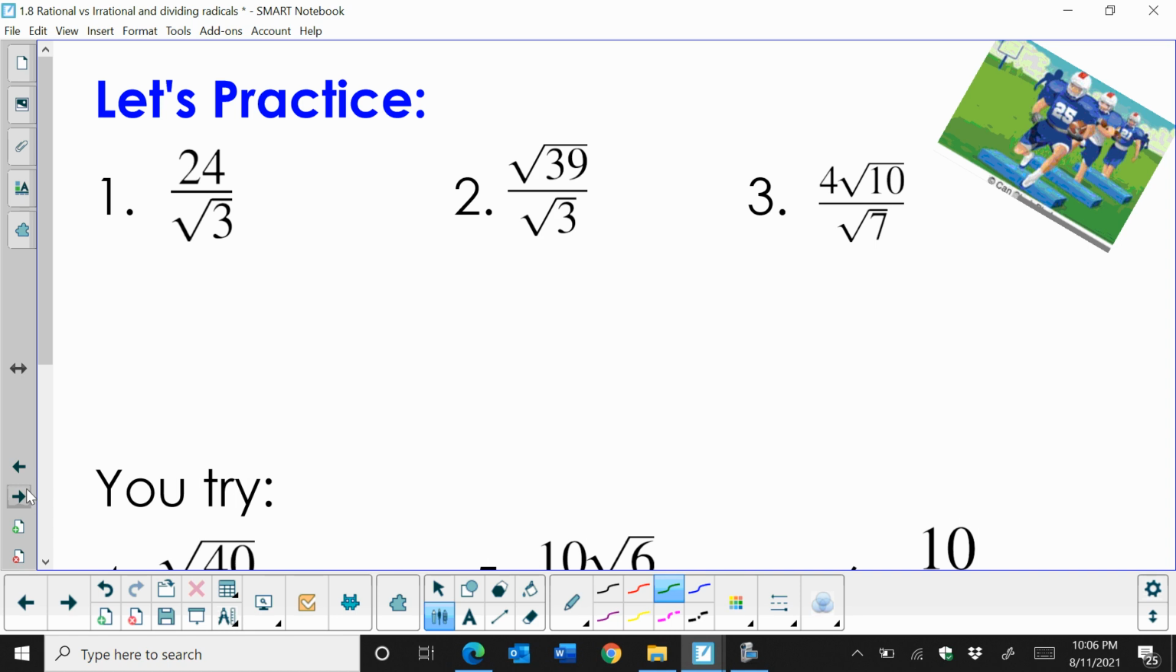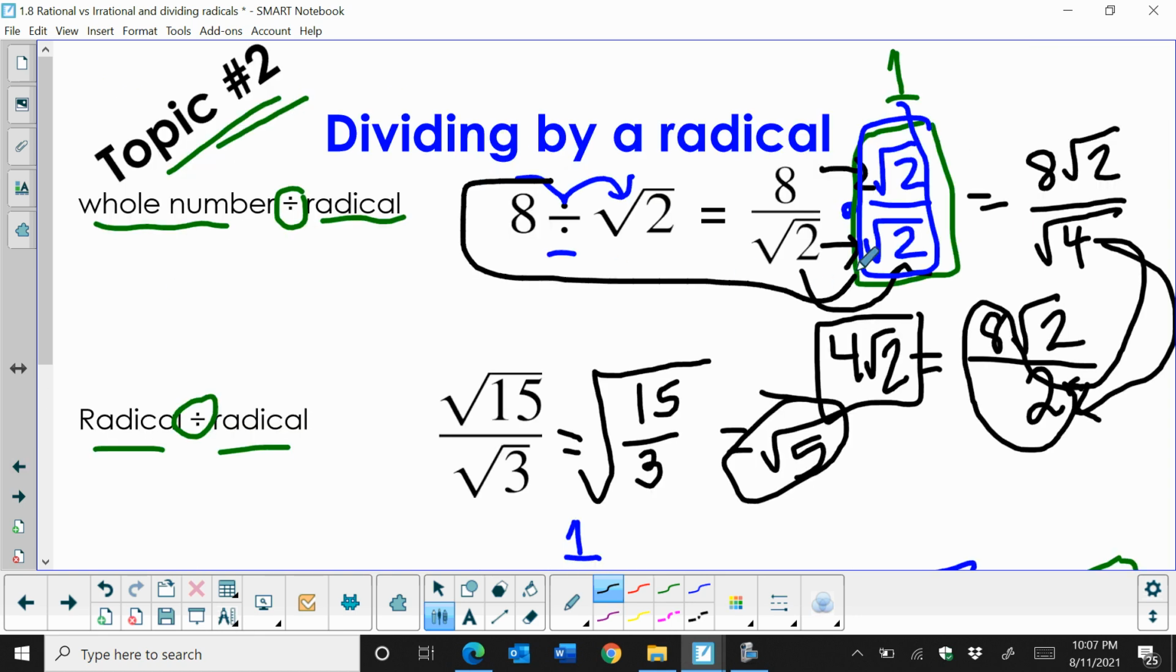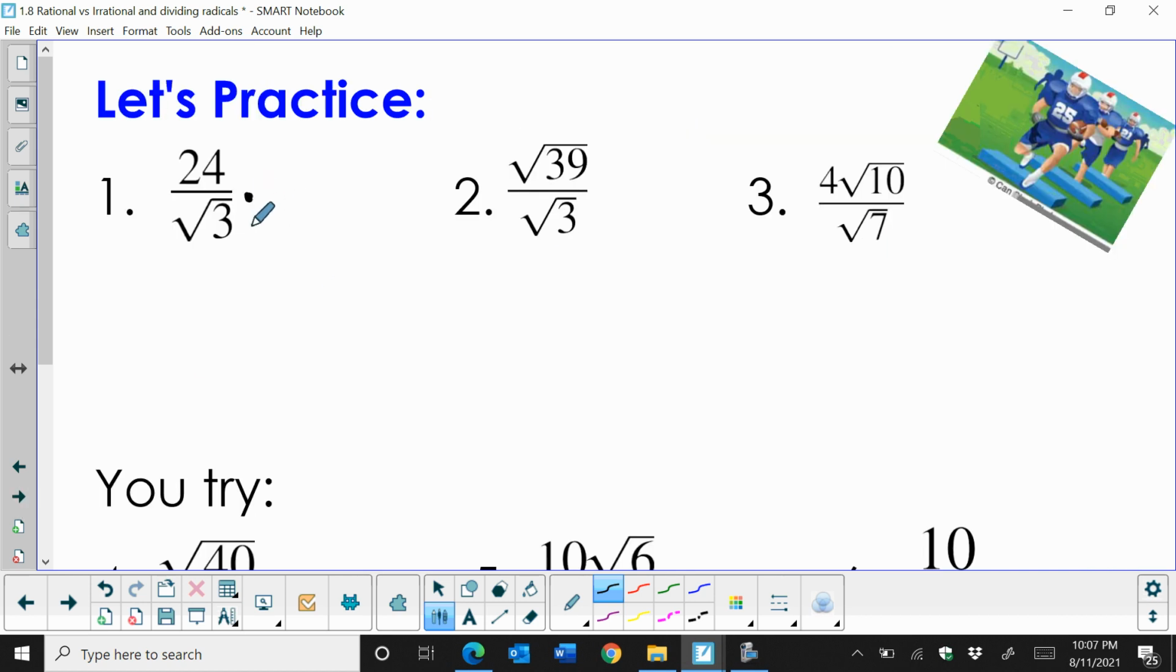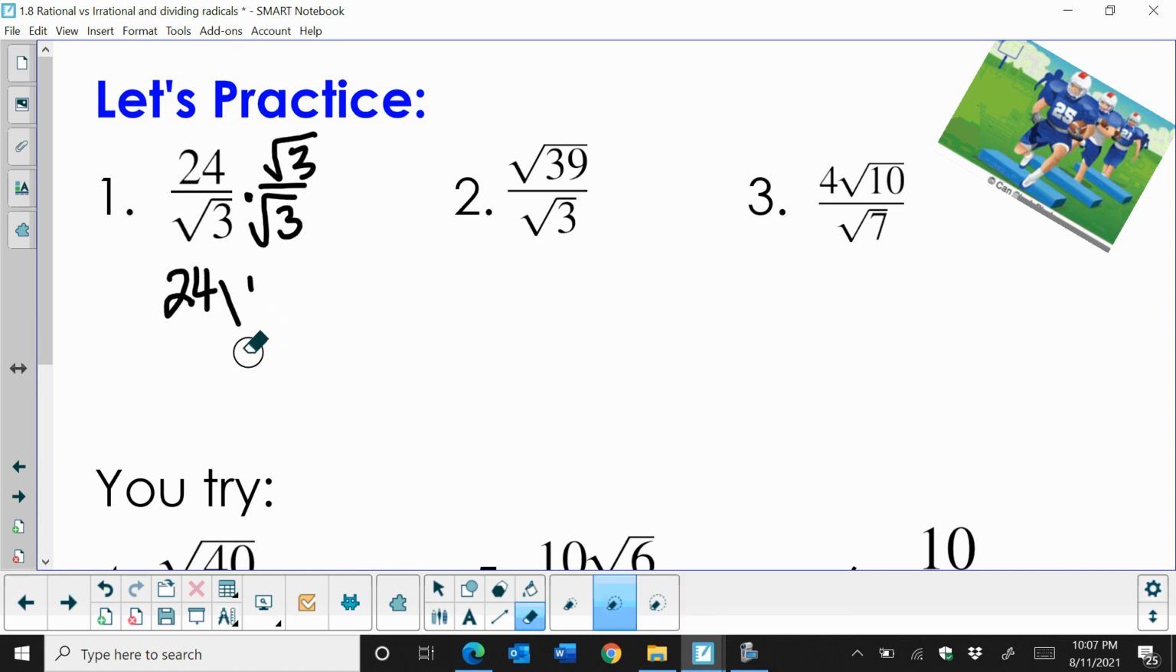Okay, so let's practice a few of these. This first one is a whole number divided by a radical. So which example is that like? That's like this first one. So let's work this one. We're going to have to multiply the top and bottom by the radical. So we're going to get 24 square root of 3. Whoops, that one jumped on me. 24 square roots of 3 all over the square root of 9.